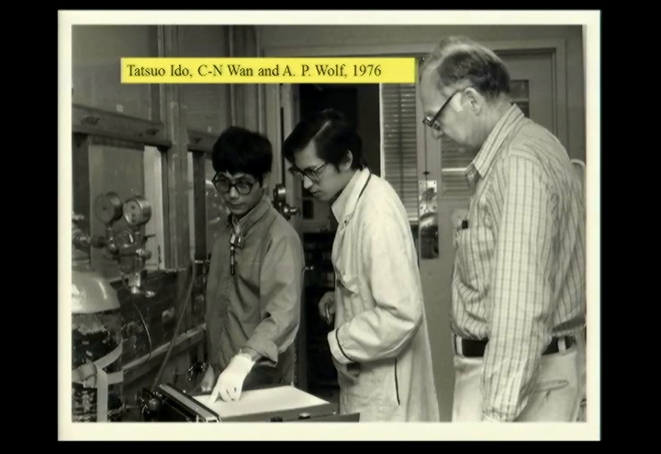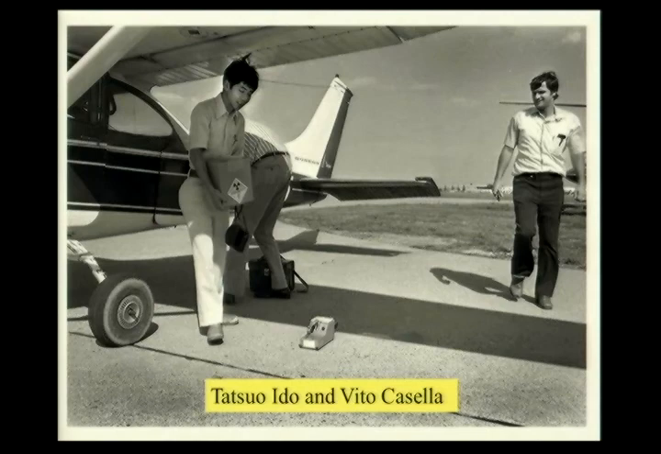And so these are some early pictures. This is Tatsu Ito, Chunyan Wan, and Al Wolf in front of the hood where they made the fluorodeoxyglucose over in building 901.